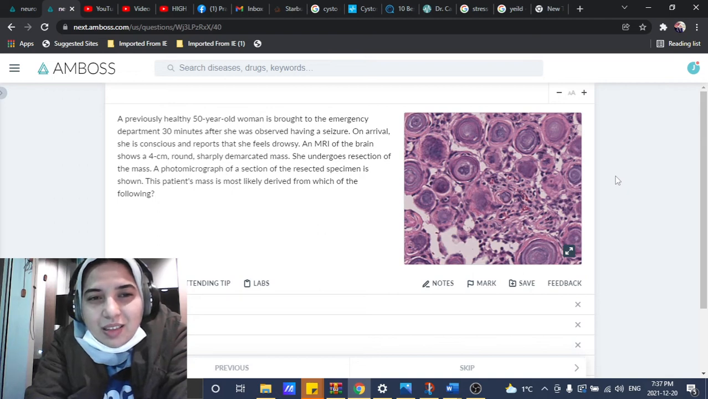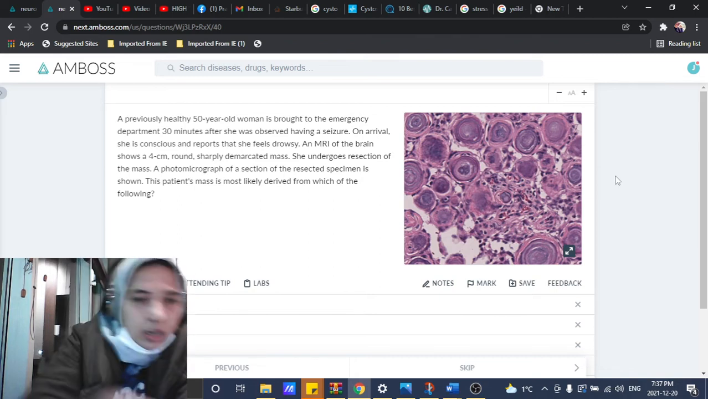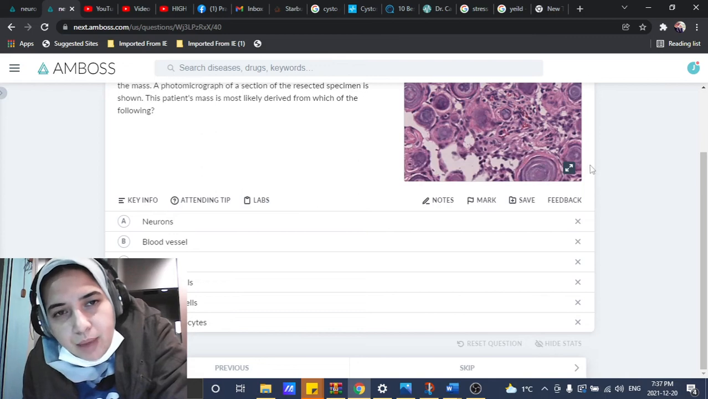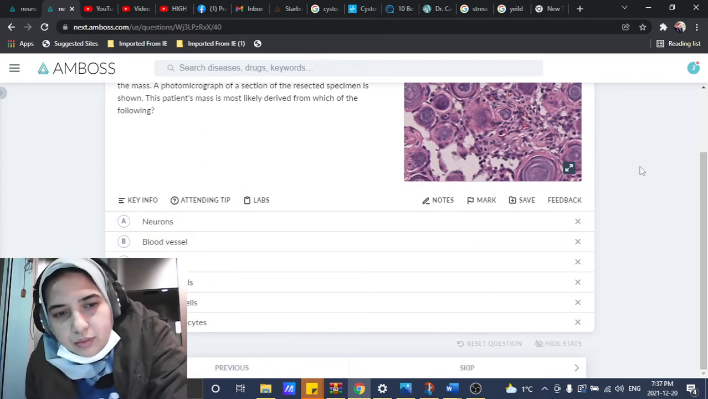A previously healthy 50-year-old woman is brought to the emergency department 30 minutes after she was observed having a seizure. On arrival, she's conscious and reports she feels drowsy. An MRI of her brain shows a 4-centimeter round, sharply demarcated mass. She undergoes resection of the mass, and a photomicrograph is shown. Okay, what are we looking at here? The mass is derived from which of the following?